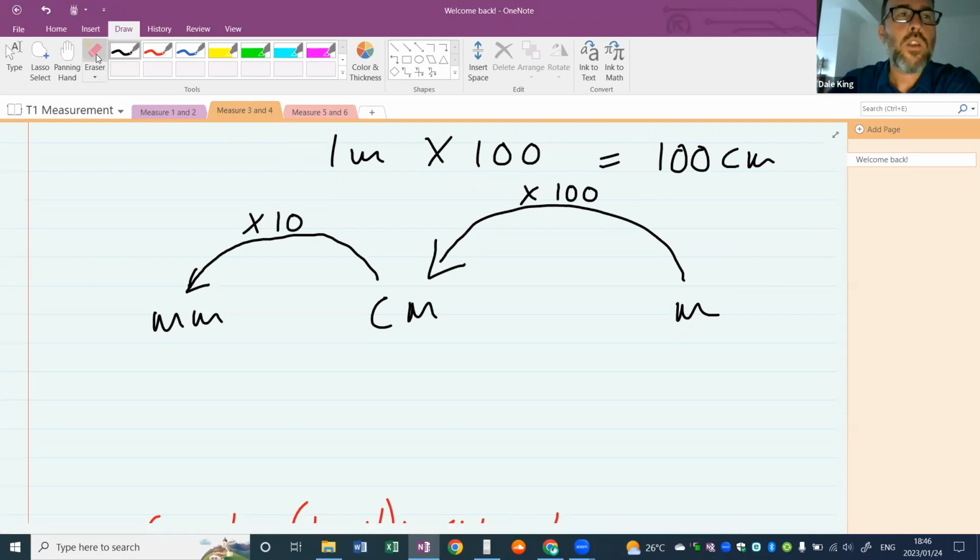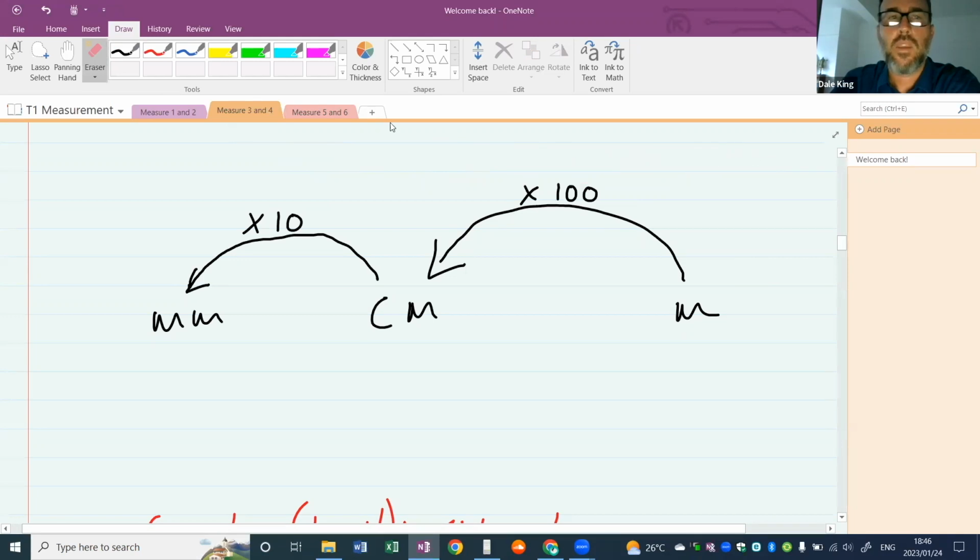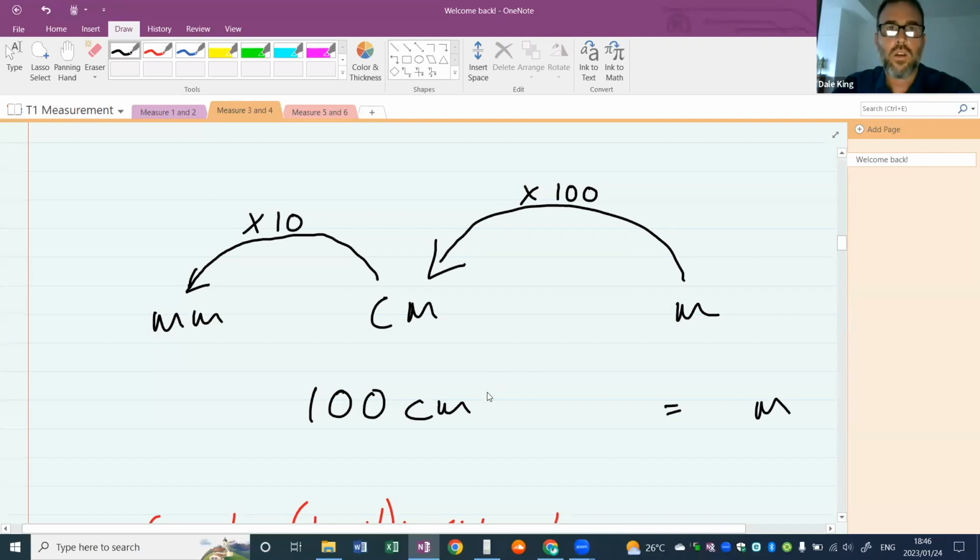Now, if I work the other way around, if I want to go from a smaller unit, for example 100 centimeters in the question, and they want you to go to meters in your answer, we're going from a smaller unit of measurement up to a bigger one. We know that for every 100 centimeters I have 1 meter, so I know the answer is 1. So what am I actually doing to this 100 to get it to become 1? I have to divide by 100.